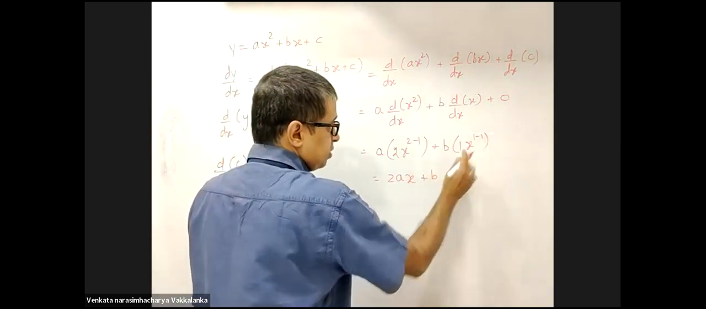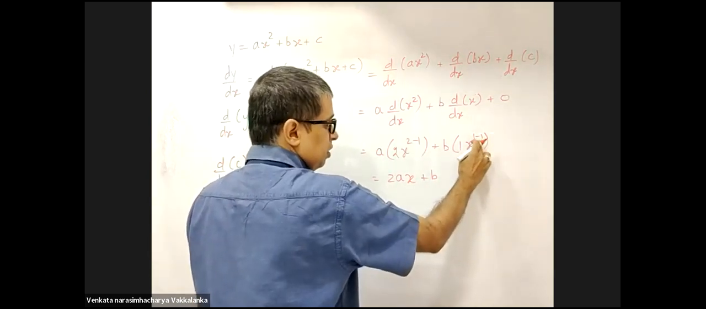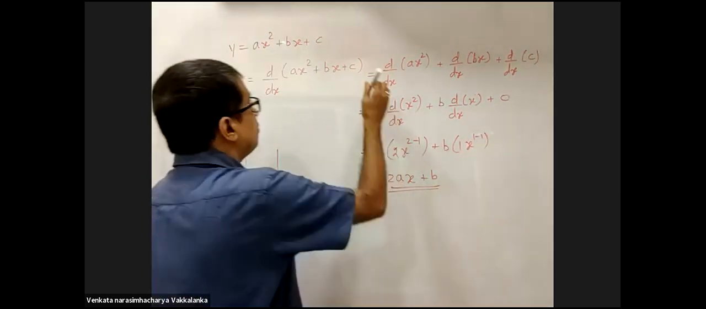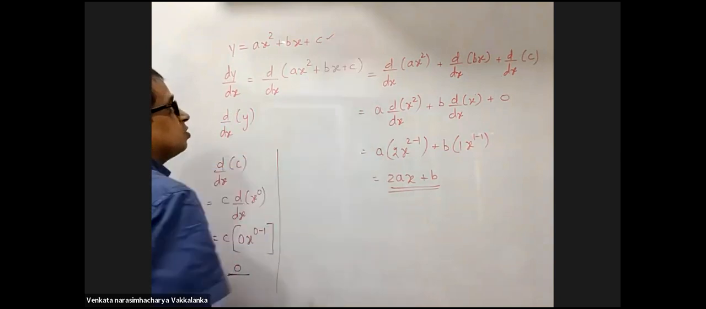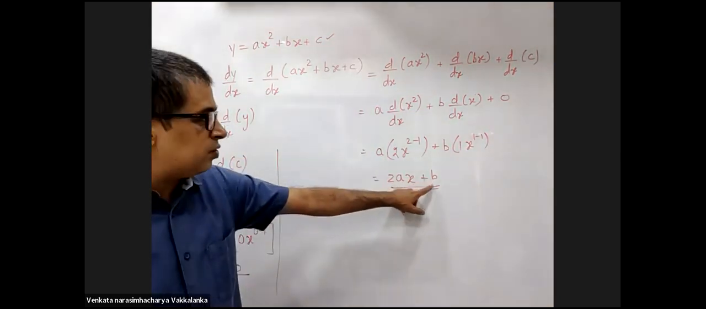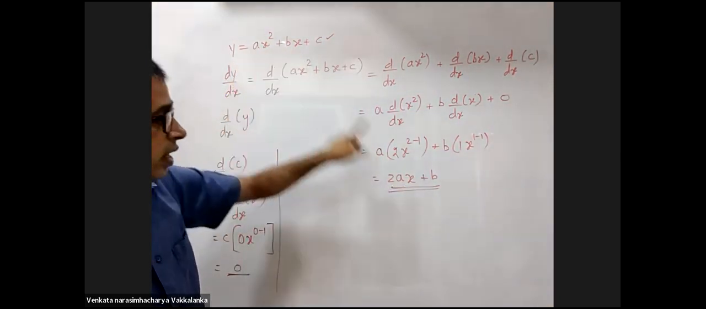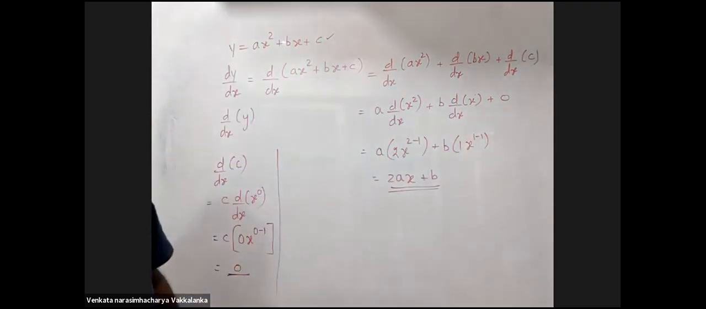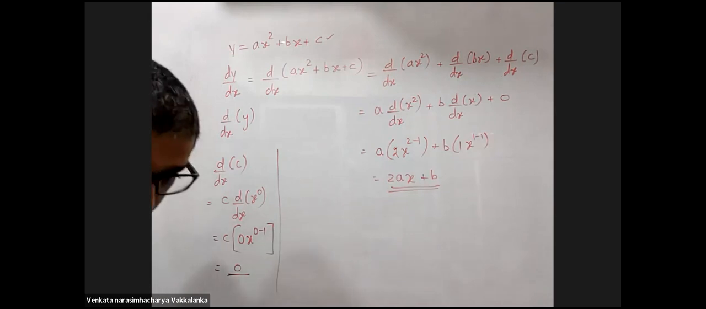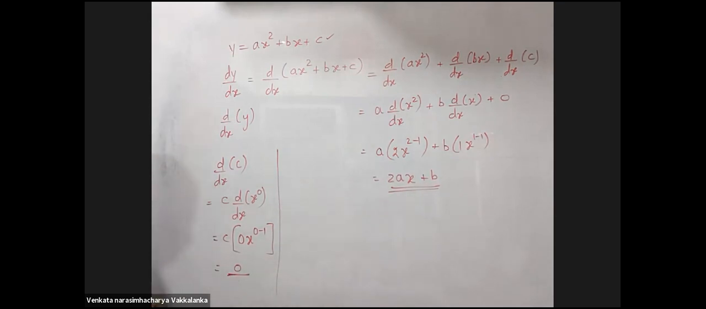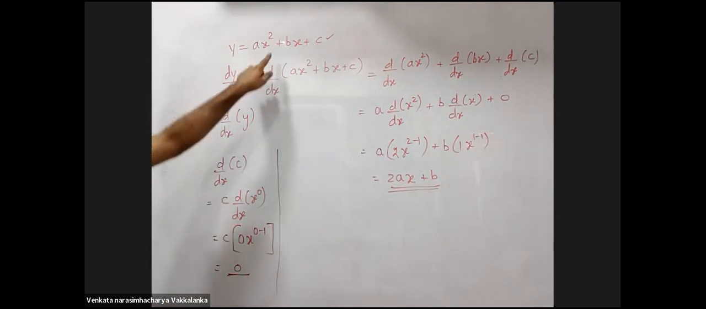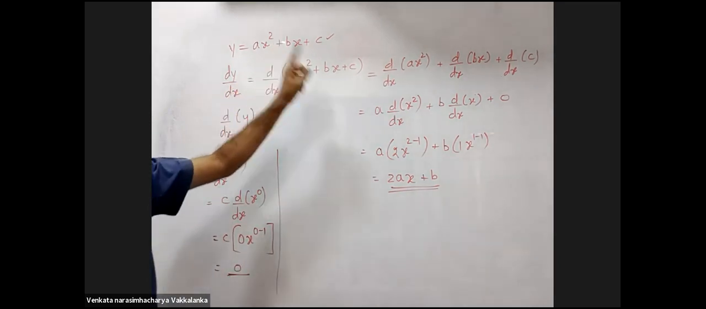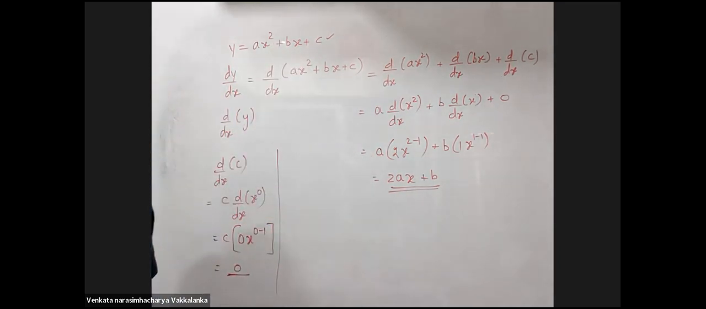2ax plus x to the power 0 is 1. So differentiation of ax square plus bx plus c is 2ax plus b. Differentiation of the constant is 0. Take it down. I will take similar polynomials and differentiate for practice. Take it down till here.